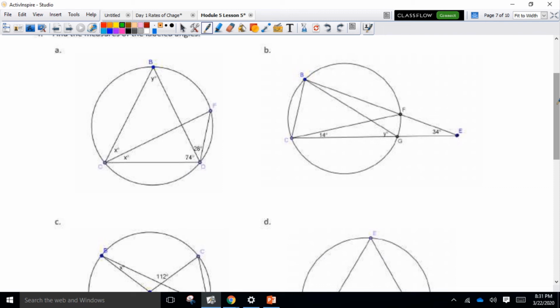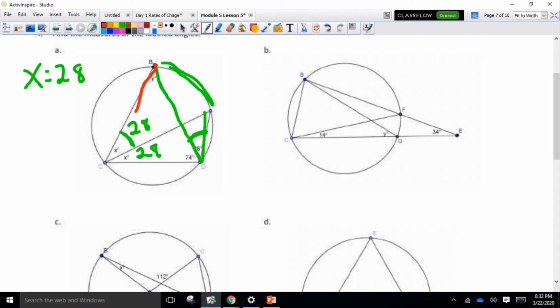All right, so if I look and I follow this out, that angle 28 makes BF. That means this angle down here has to be the same as that because they also make BF. So that's 28. And they're both X, so that's 28. So X is 28.